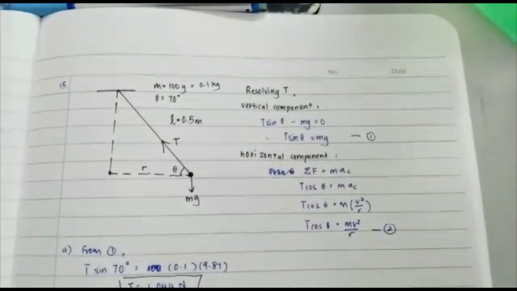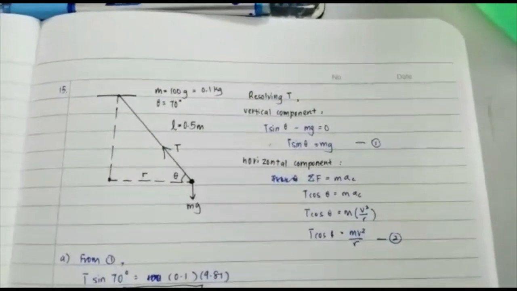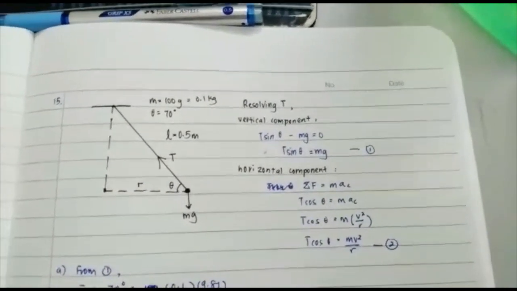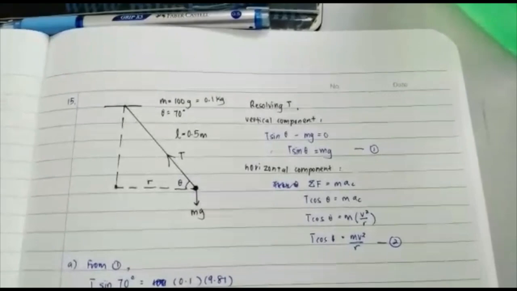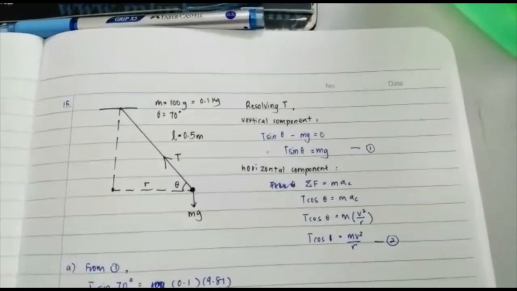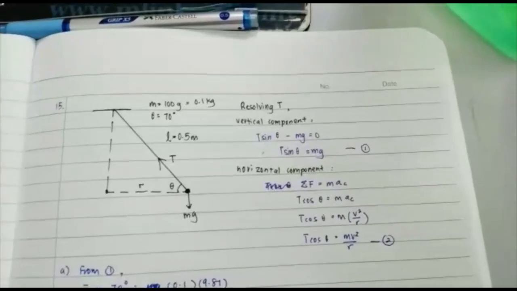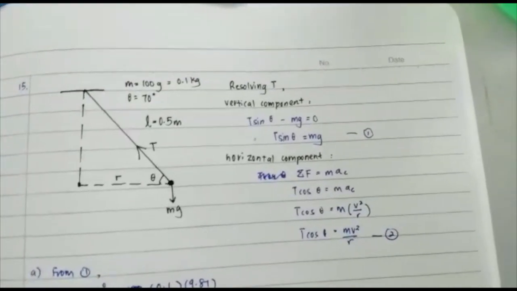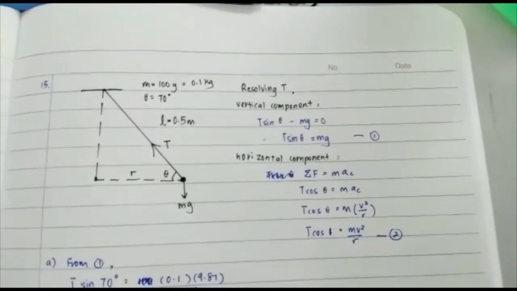So dengan information itu, kita sketch diagram dulu. So sebab ada string, so ada tension. Senang, ada pendulum bob, so ada weight mg. And sebab dia conical shape, so mesti ada theta. Dan circular motion, so ada radius. Simple saja. And kita record information. Massnya equals 100 gram, which is 0.1 kg.